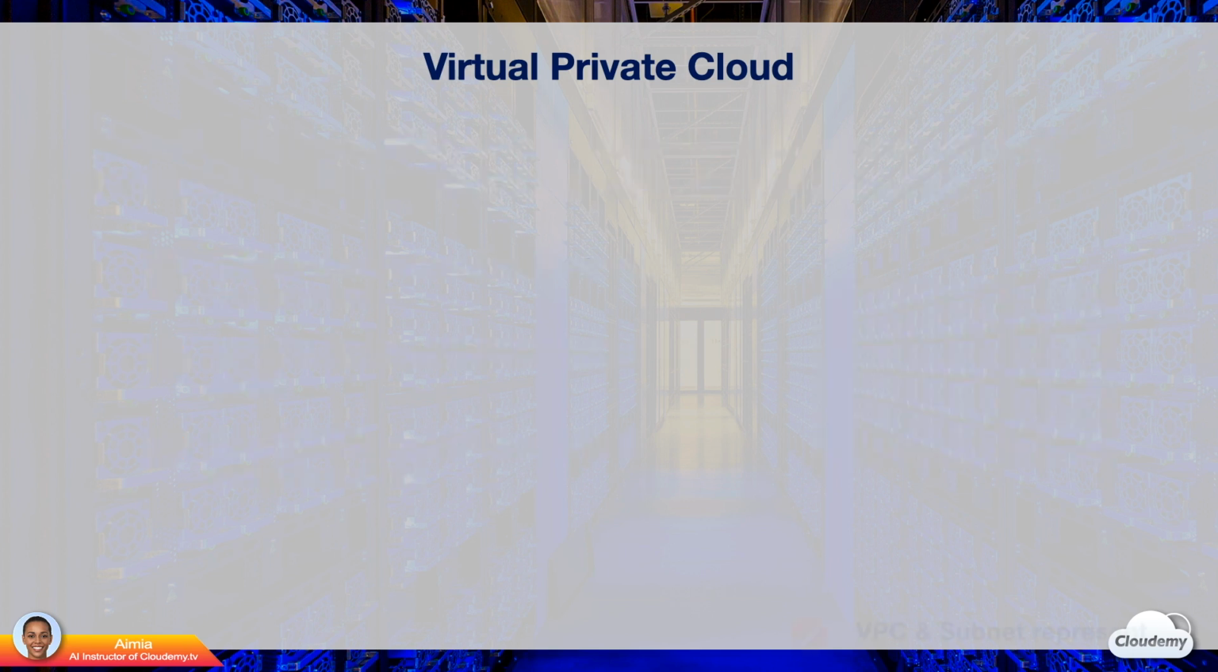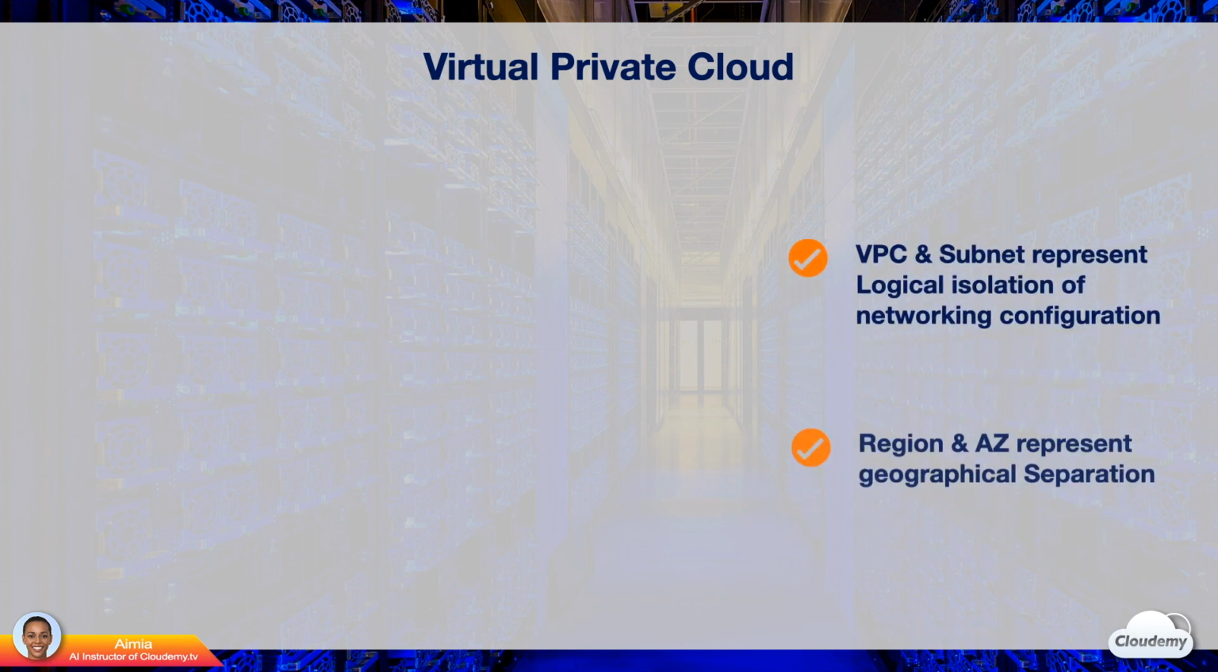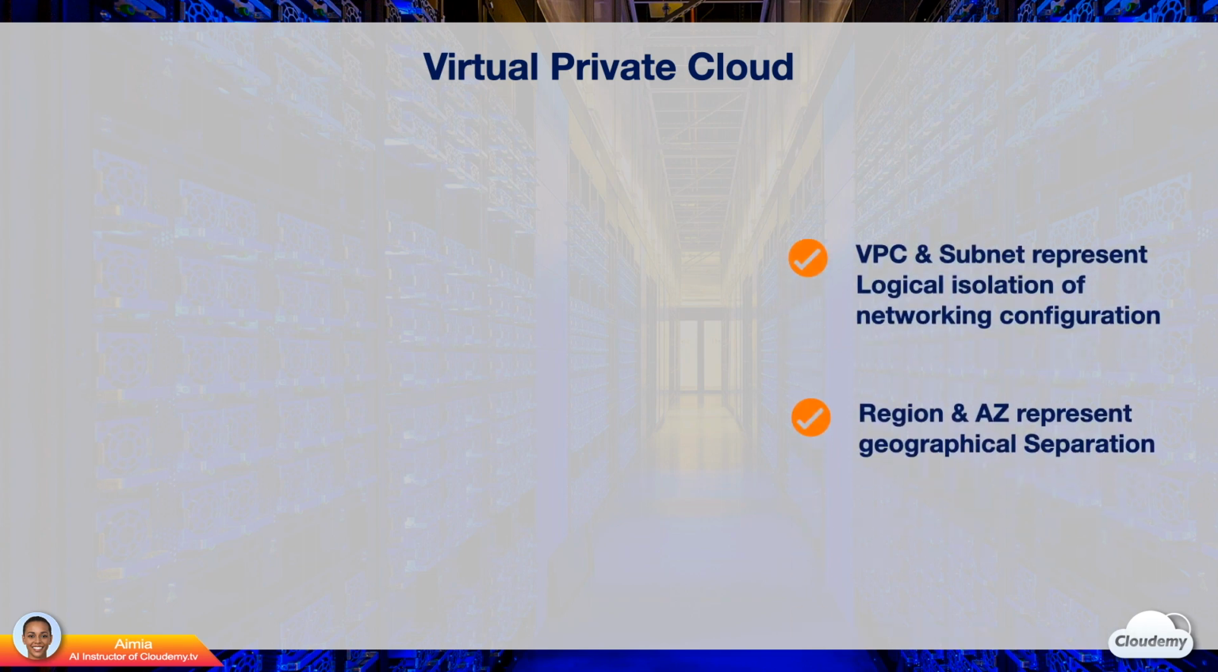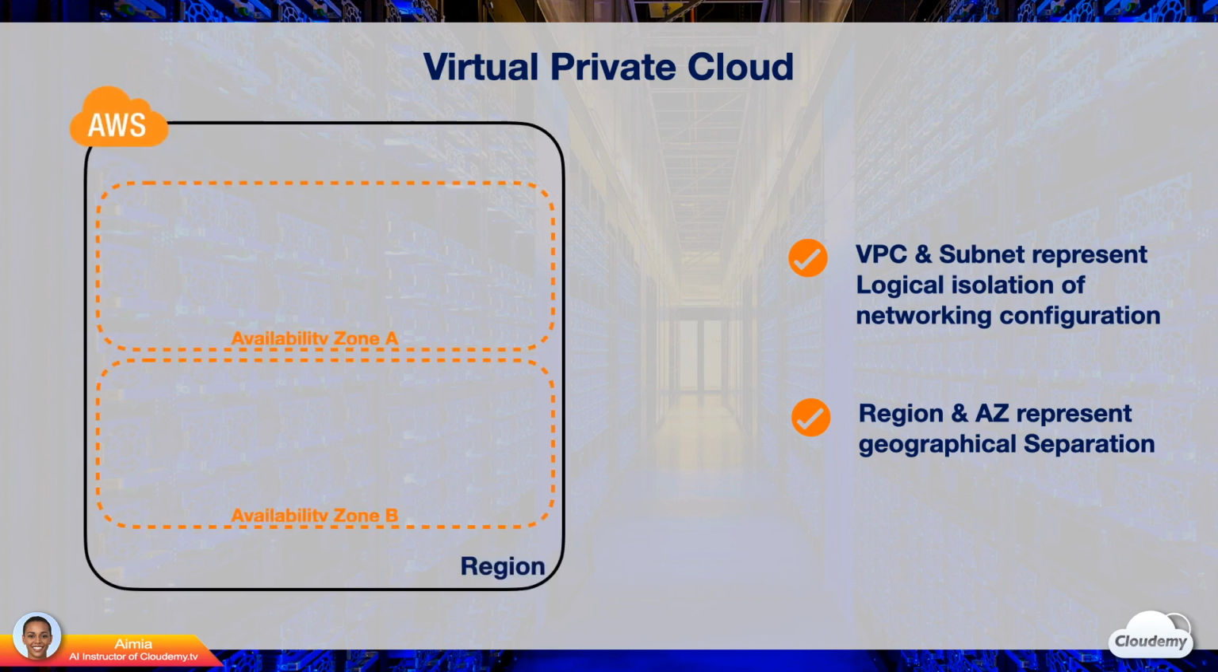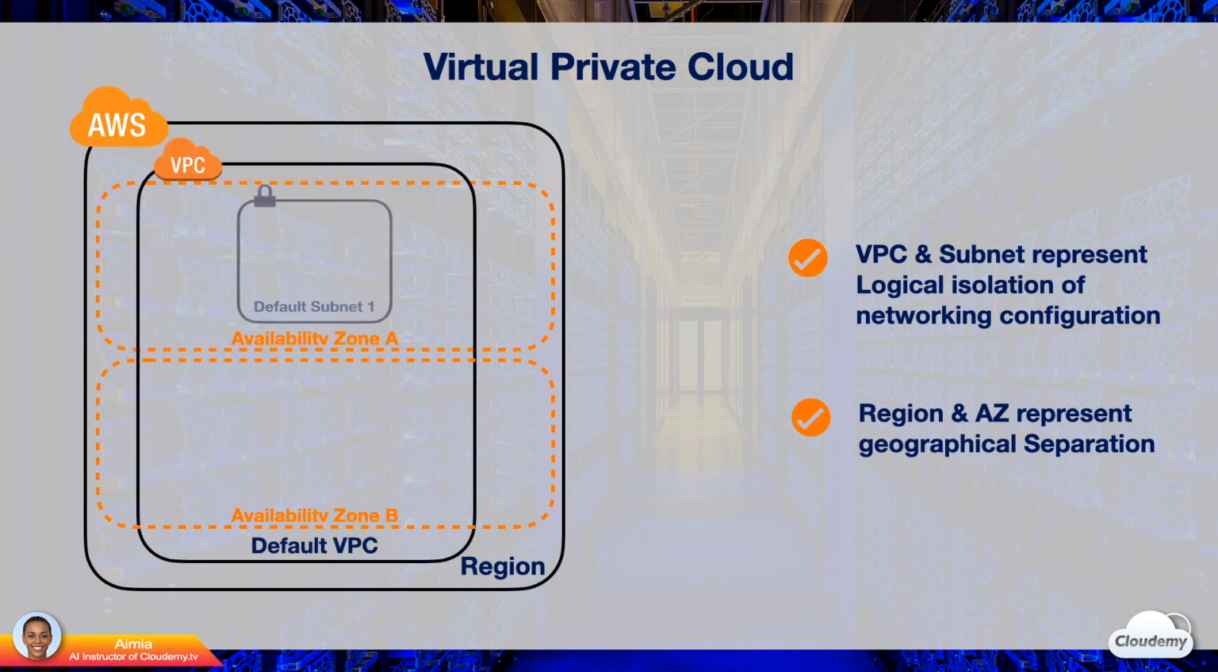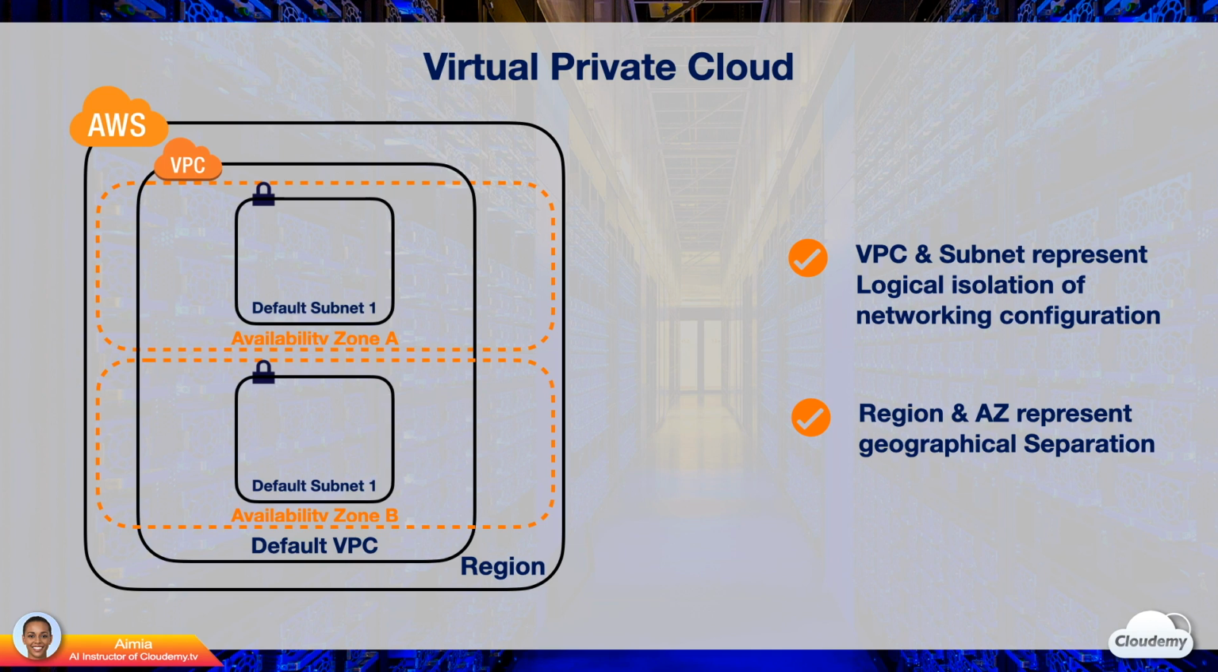So what is the relationship between VPC, subnet, region, and availability zone? VPC and subnets are the logical isolation of networking configuration. Region and AZ represent geographical separation. Here is what it looks like. We know that inside an AWS region, there are multiple availability zones. They are geographical separation of AWS resources. When you create an AWS account, you have a default VPC inside each AWS region, and a default subnet inside each availability zone in a region, created by AWS.